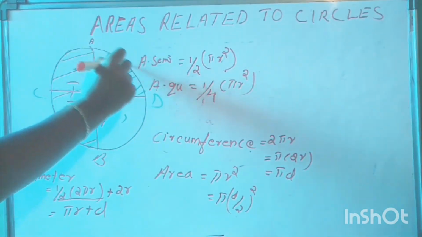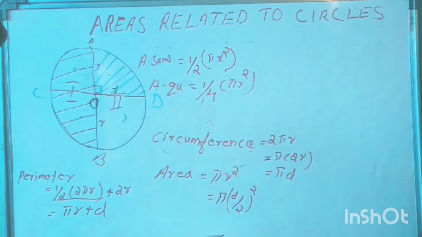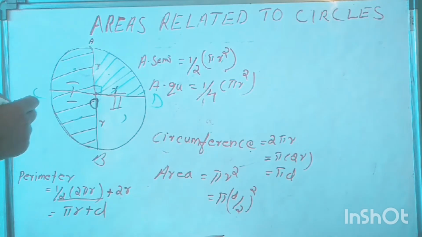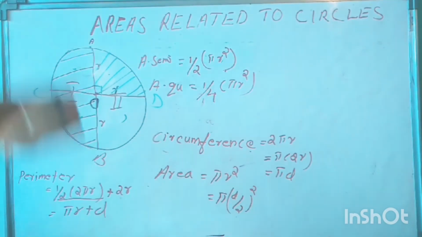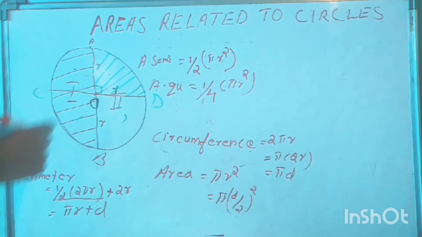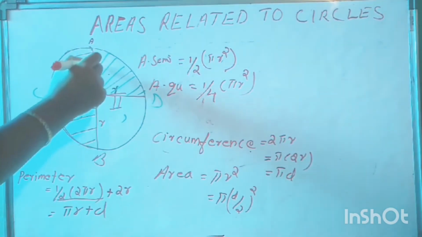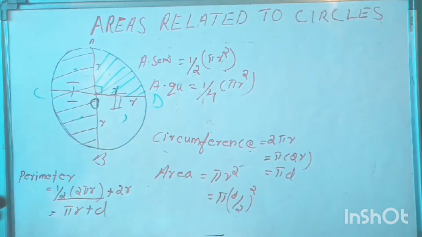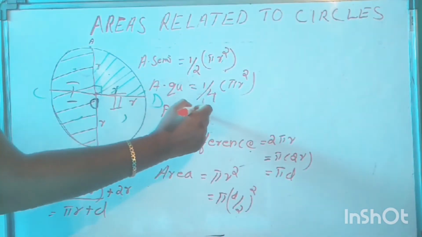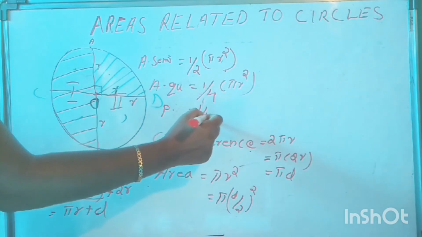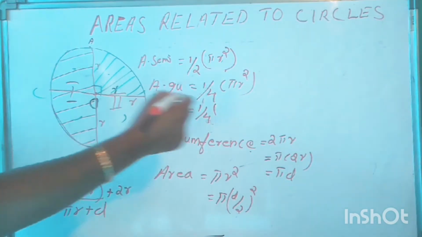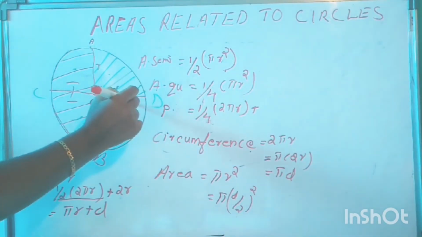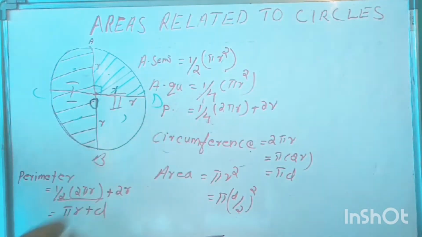AOD, and this is actually 1 by 4th of our circle. Then this black portion from A to D, we will get it as 1 by 4th of the perimeter of a circle. And if this portion is also included, that OA is a radius and OD is also a radius, so perimeter is equal to 1 by 4 into perimeter of the circle, 2 pi r, plus we will have r plus r, that is 2r.